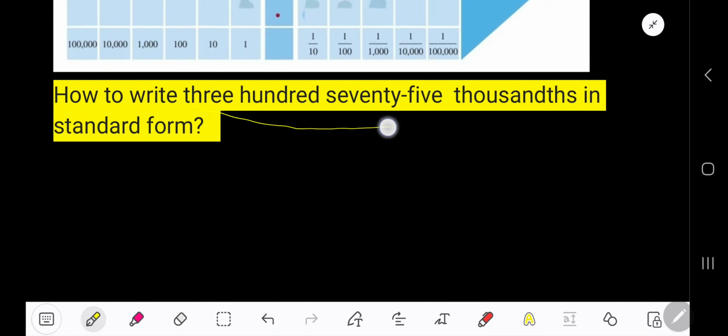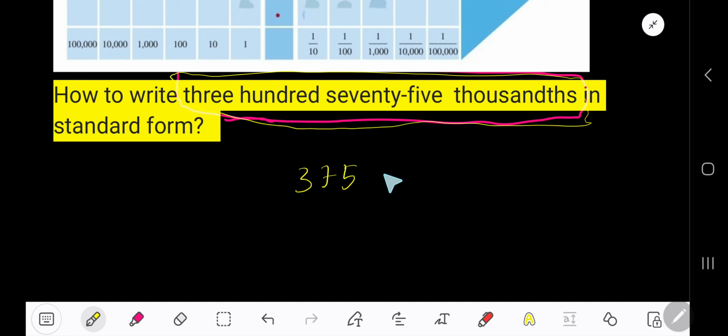this is a number in word form. Look, the last word is thousandths. This means that this is a decimal number. And before this word we have 375. So this is 375, then 1000 times 1 over 1000.